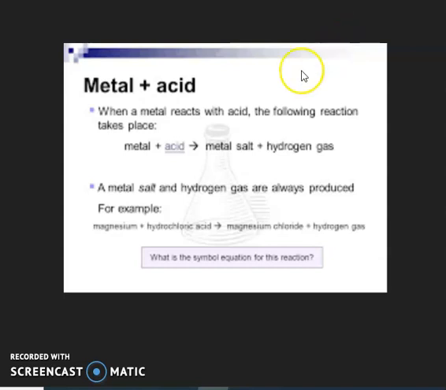So when a metal reacts with acid, the following reaction takes place: metal plus acid gives salt plus hydrogen gas. So a metal salt and hydrogen gas are always produced. For example, magnesium plus hydrochloric acid will produce magnesium chloride plus hydrogen gas. So here the magnesium is displacing hydrogen and combining with chlorine to produce magnesium chloride and hydrogen gas.